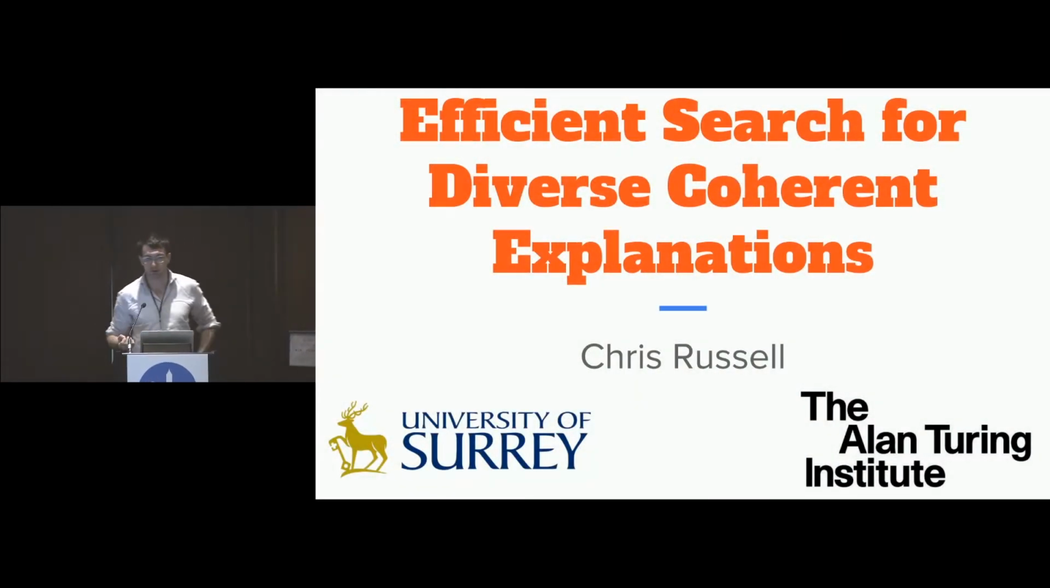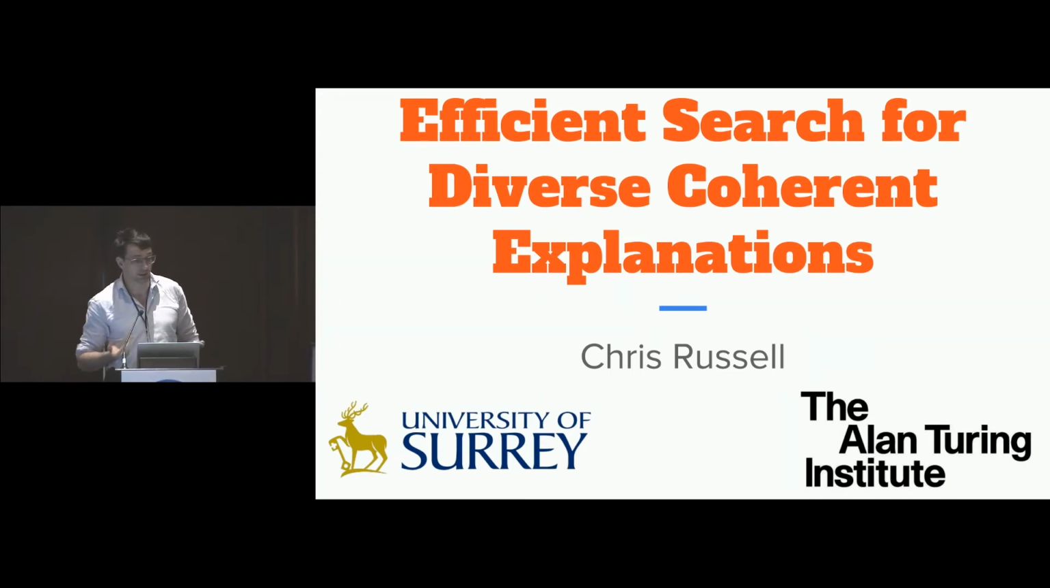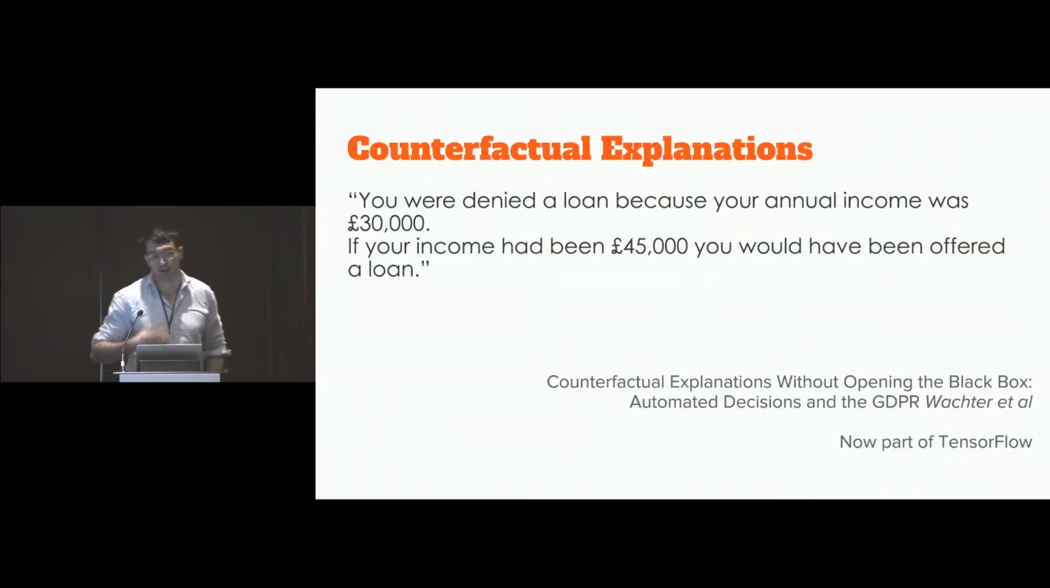Great. Okay. So what I'm going to talk about is, in many ways, a sister paper to the stuff on actionable recourse. I'm interested in the problem of explainability. In particular, I'm interested in something we call counterfactual explanations, which are explanations that take the form like, you were denied a loan because your annual income was around 30K. And if instead your income had been 45K, you would have been offered a loan.